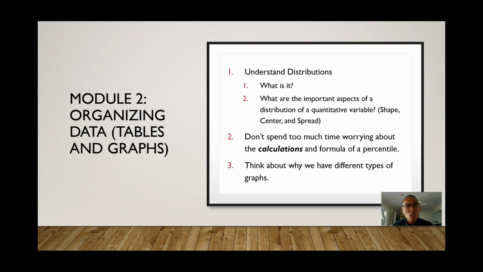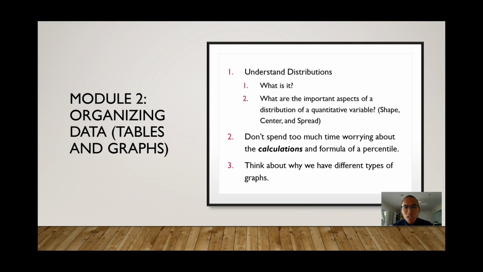Second, don't pay too much attention to the calculations of and the formulas for a percentile. That can be calculated in multiple ways. And even though there will be questions on it on the homework and maybe one on a quiz or so, StatCrunch or other calculators will actually do those types of calculations for us. So it's important to understand what a percentile is versus how to calculate it.